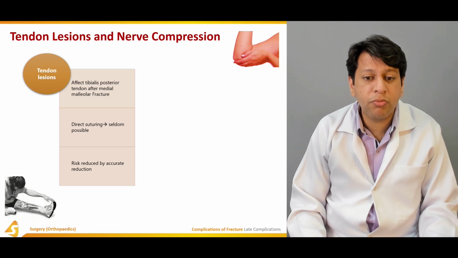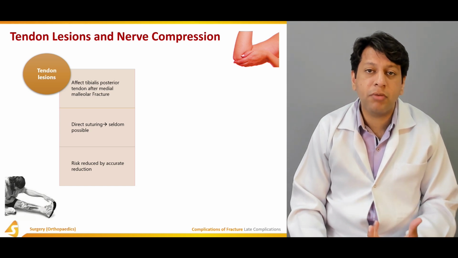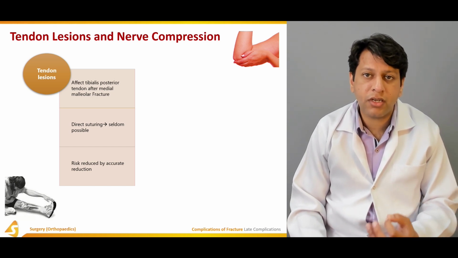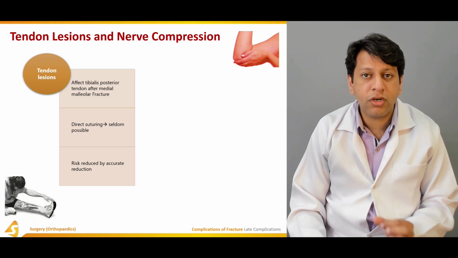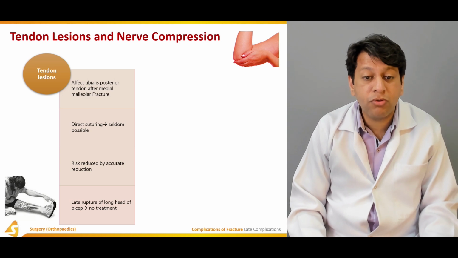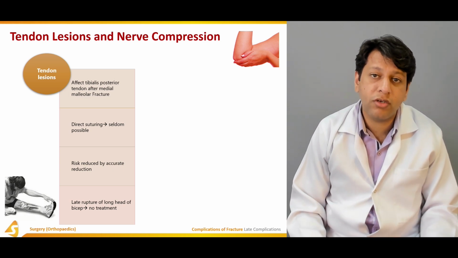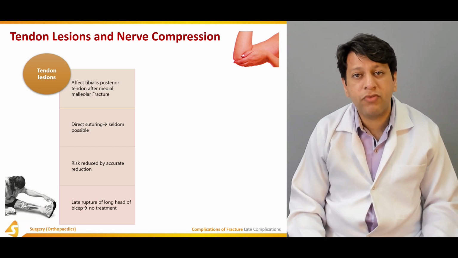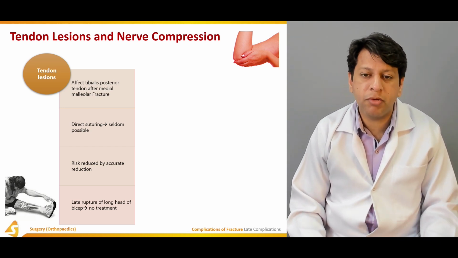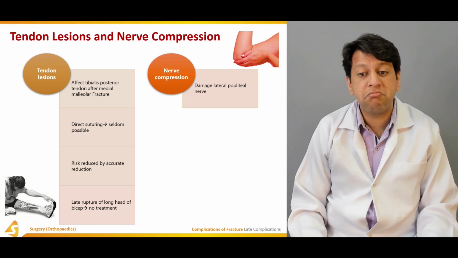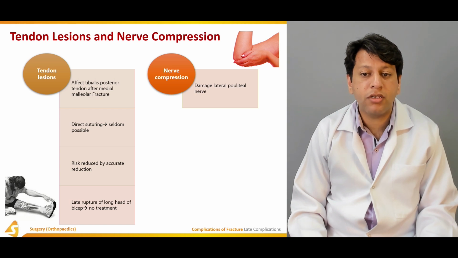usually the risk is reduced by accurate reduction. That is, when we are fixing a bimalleolar fracture, we need to make sure that we have accurately reduced the fracture, and that our K-wires and screws are not impinging on the tendon. That is important. Late rupture may occur, for example, in the shoulder, where there may be a late rupture of the long head of biceps, which usually requires physiotherapy, and no operative treatment may be required as well. Coming to nerve compression, it may be due to, for example, damage to the lateral popliteal nerve.